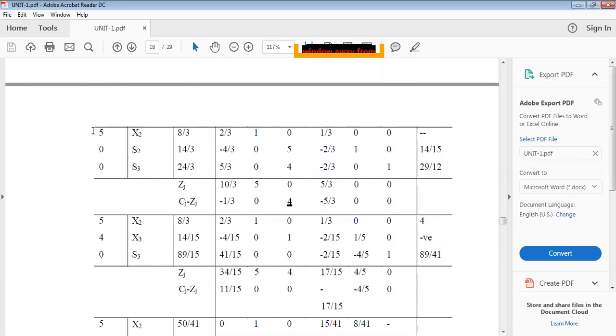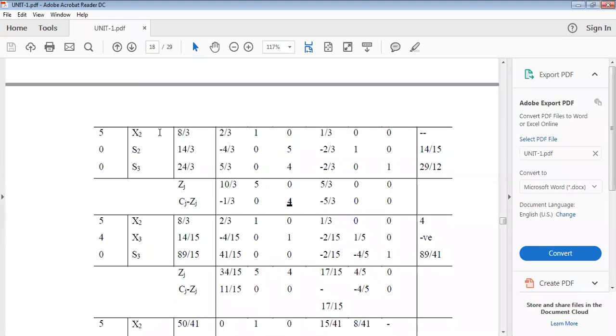Now there is a new element. 5 into 2 by 3, how much is it? 10 by 3. You got 10 by 3 here. And 0 plus 0 plus 0 into this thing automatically become zeros. 5 into 2 by 3 plus 0 into minus 4 by 3 plus 0 into 5 by 3. These two things are 0. Therefore, 5 into 2 by 3, automatically 10 by 3. Next, again 5 into 1, you got only 5 here. 0 into 0, 0 into 0, you will not get any result. So 5 into 1, you got 5.